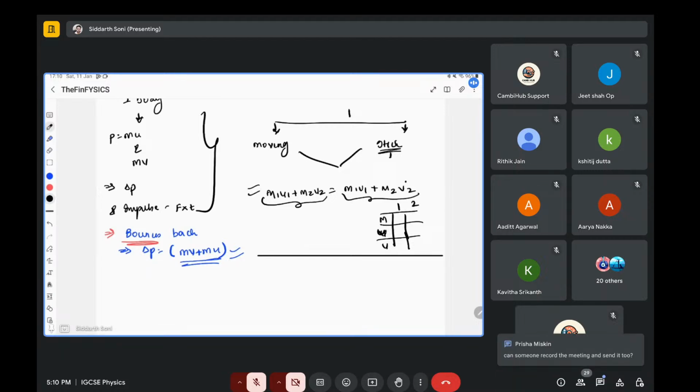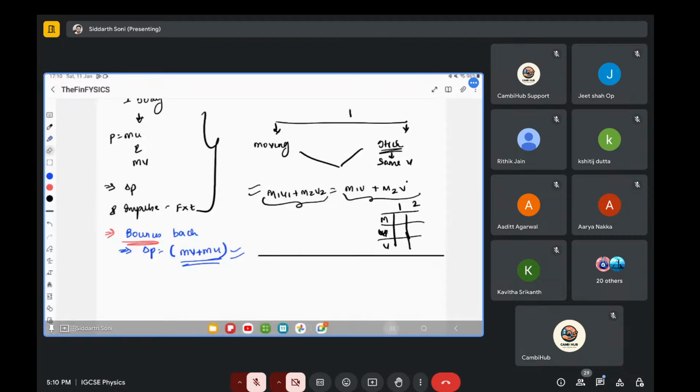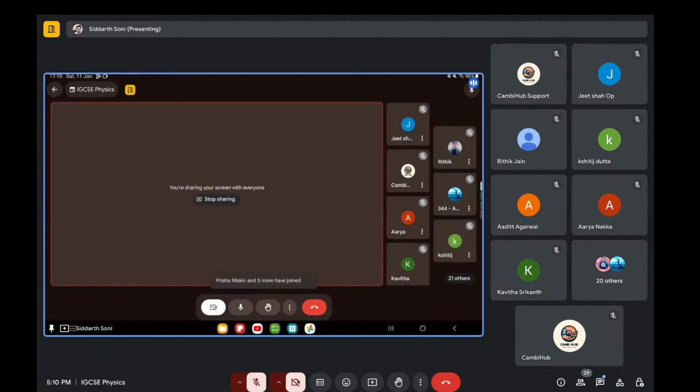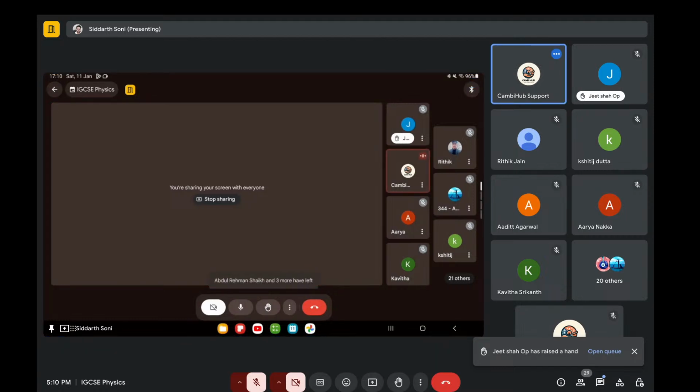However, if the objects stick to each other after colliding, then you need to remember they move with the same velocity. So instead of V1 and V2, you will just replace it as V. You can do the math, take V common, and then proceed with the solution. Are we clear with this, or was I too fast? Do let me know if I'm fast. I think that was okay.